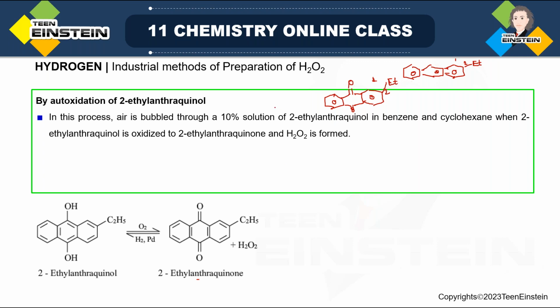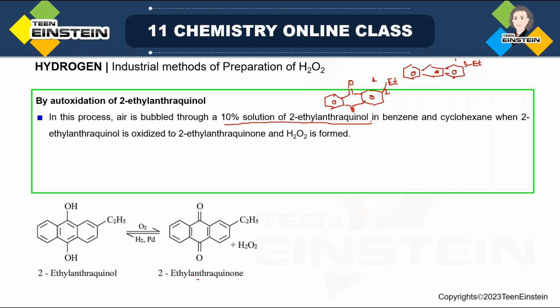But what is happening here? See, in the left hand side you have 2 OH groups at 9 and 10 positions. But once you treat it with an oxygen molecule, which is written on the arrow, it is converted to 2-ethylanthraquinone. That means O2 is acting as an oxidizing agent. Now O2 we normally do not use directly. What is done? Air is bubbled through a 10% solution of this 2-ethylanthraquinol in benzene and cyclohexane. Benzene and cyclohexane are basically solvents, not taking part in the reaction. So air is bubbled, and air is basically the source of O2.